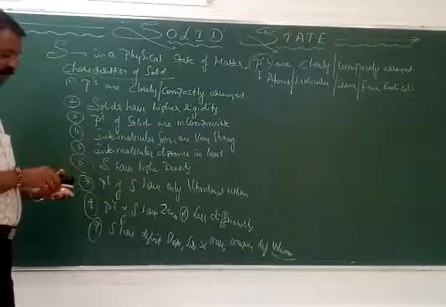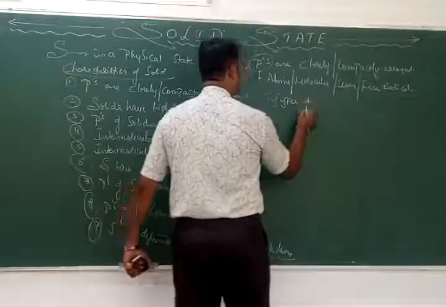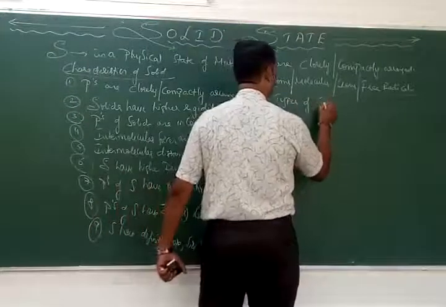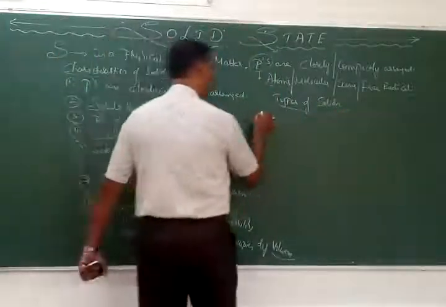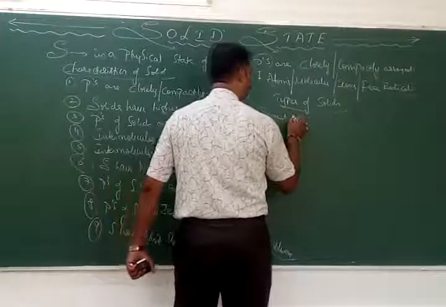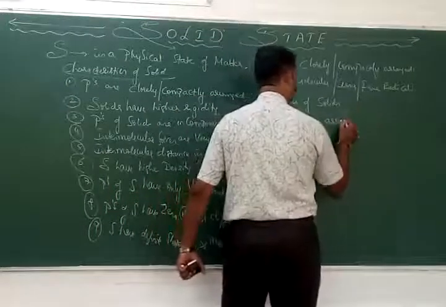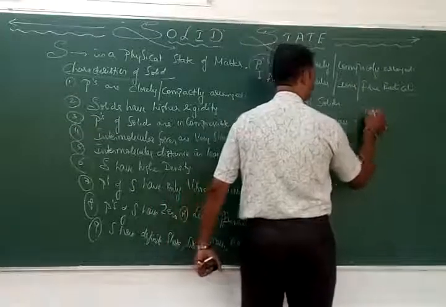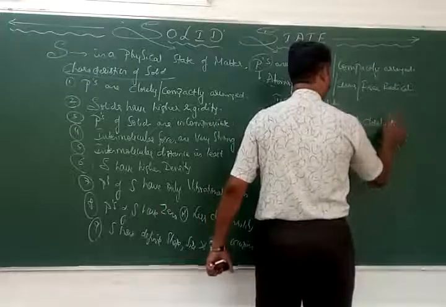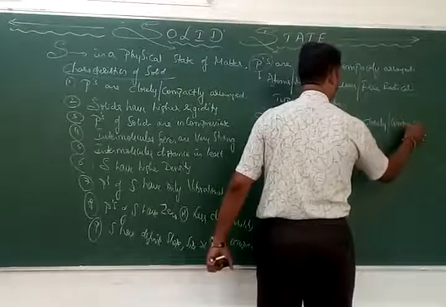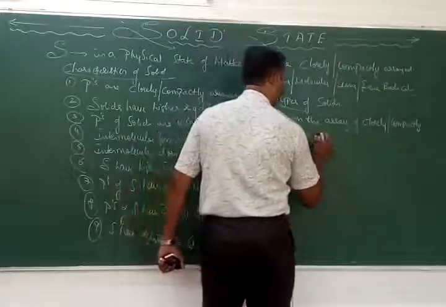Characteristic features with respect to which one? The solids. Then, types of solids. Based on the arrangement of particles, closely and compactly, these solids can be of two types.